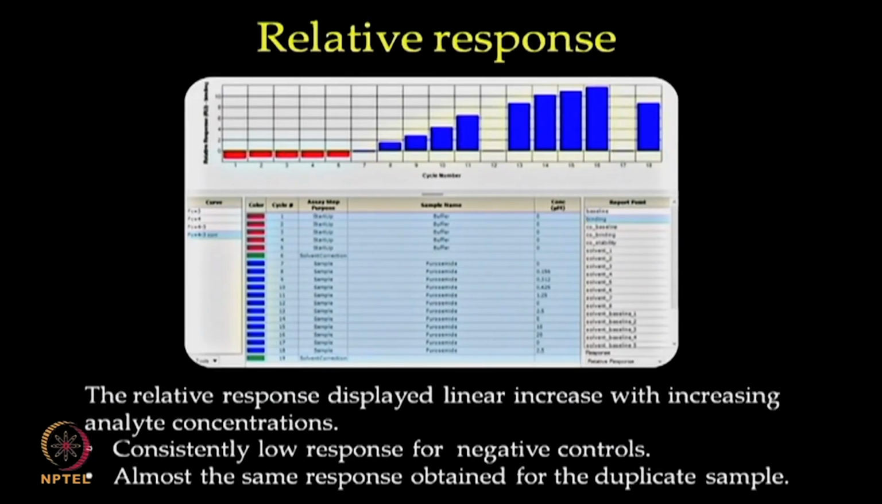Before starting with the data analysis on kinetics of the interaction between carbonic anhydrase and furosemide, we would like to show the bar graph obtained from the sensogram, which represents the relative response for report point binding against cycle number for samples. As reflected in the graph, the relative response displayed linear increase with increasing analyte concentration with consistently low response for negative controls shown by cycle 7, 12 and 17, and almost the same response was obtained for duplicate sample, that is 2.5 micromolar, shown by cycle 13 and 18. Let us now have a more detailed data analysis on the kinetics assay.